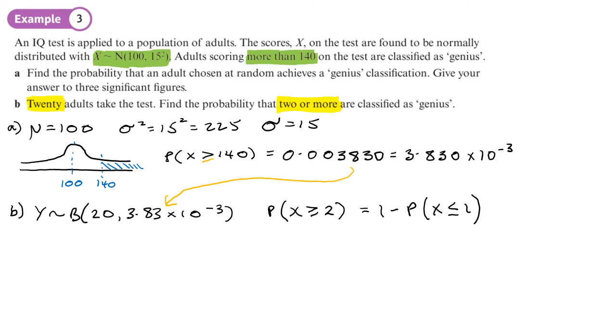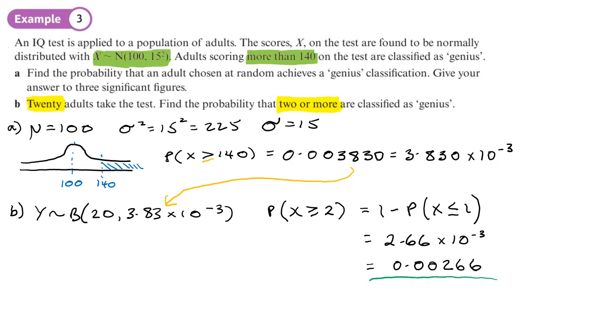And I need to do 1 minus that, so I need to go back to my menu, number 1, and do 1 minus my answer, and I get 2.66 times 10 to the minus 3. Okay. So the probability that 2 or more are classified as genius should be this value here, which would be 0.00266, okay, as our final answer.